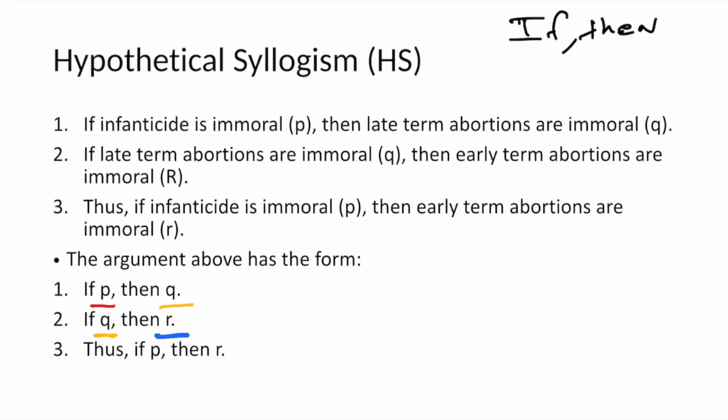And then the conclusion line, right, is if P, then R. So we have if P, then Q, if Q, then R. Thus, if P, then R occurs, because we know that it's linked by that shared common proposition that appears again in the consequent in one line and the antecedent in the next.